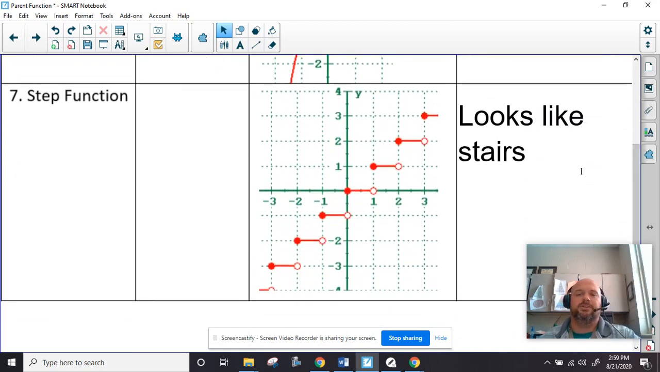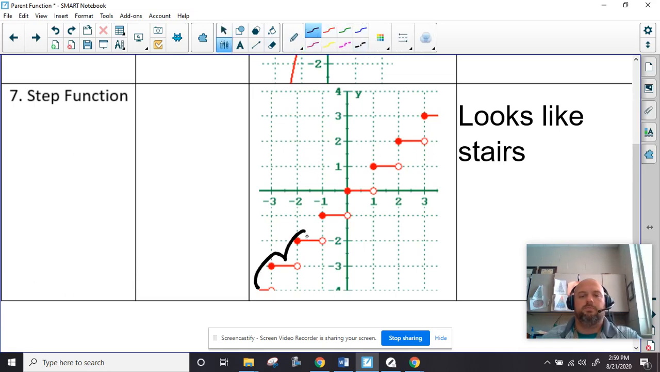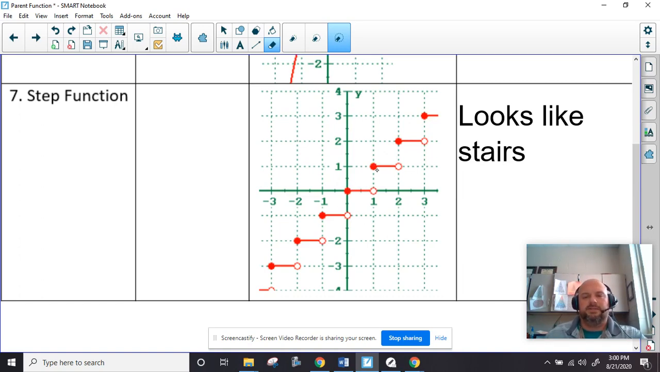All right, step function looks like stairs. Bloop, bloop, bloop. Kind of a neat thing on step functions: you see that one of them is filled in, one of them is not. That's because if this one was filled in, it wouldn't be a function because it would fail the vertical line test. Some of these x values would overlap, but there's an open circle, so it's kind of like the cheat code to get by with that.